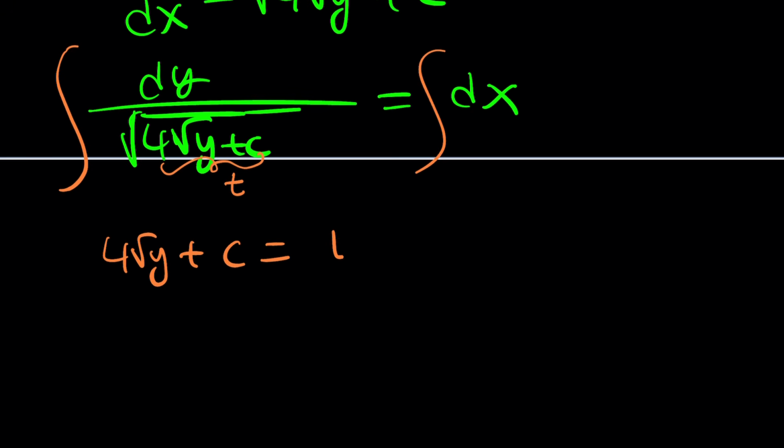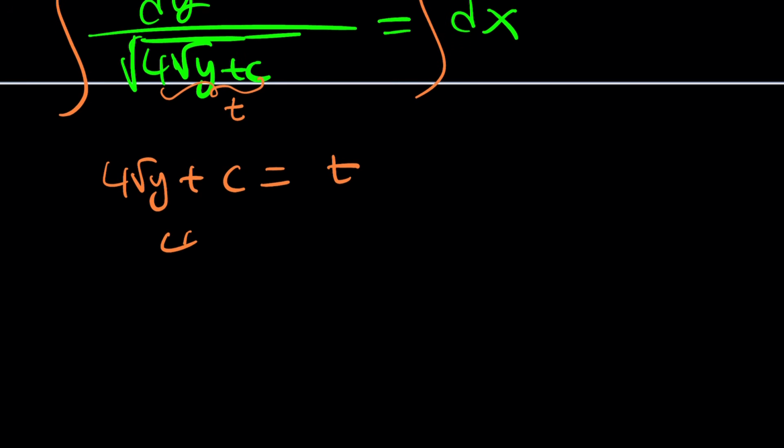So here's the idea. By setting that whole thing inside the radical equal to t, right, we are able to change the variable and find dy. But to find dy from here, we kind of need to isolate y. So let's go ahead and subtract c.